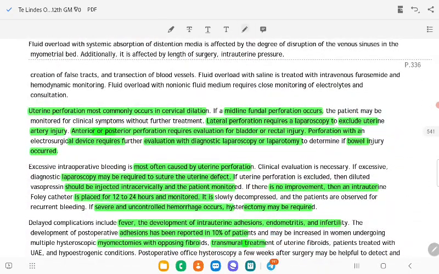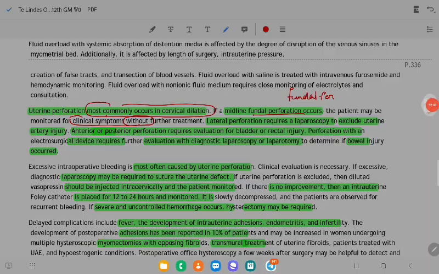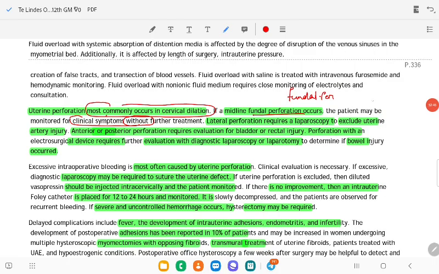Uterine perforation most commonly occurs during cervical dilatation. If midline perforation, how will you manage it? If midline fundal perforation occurs, the patient may be monitored for clinical symptoms without further treatment. Remember, fundal perforation needs no treatment, only vital monitoring.